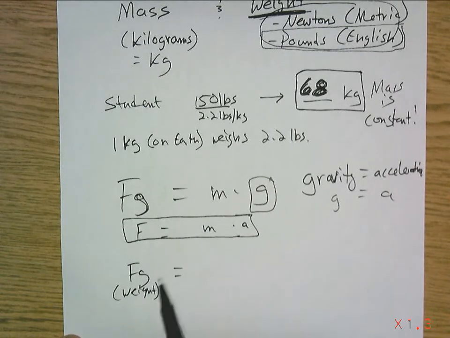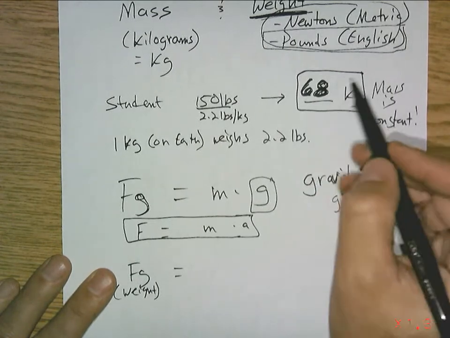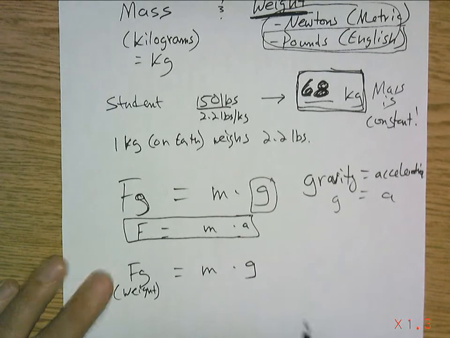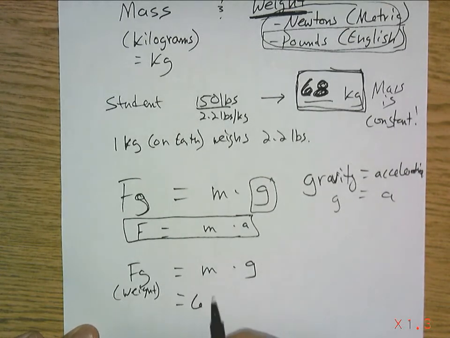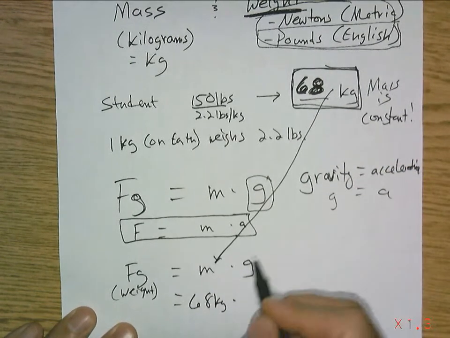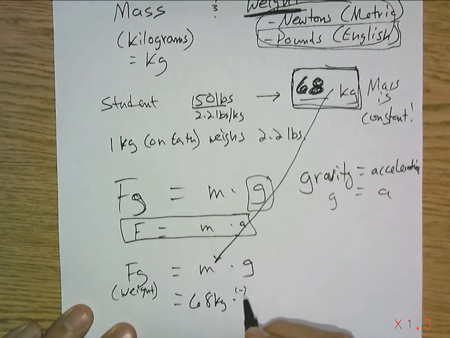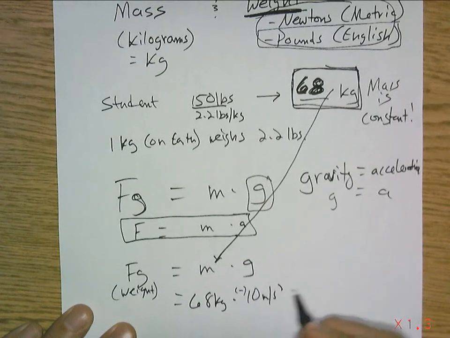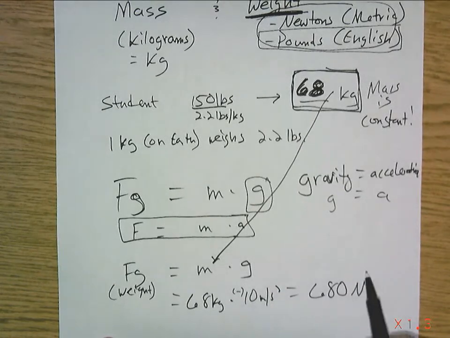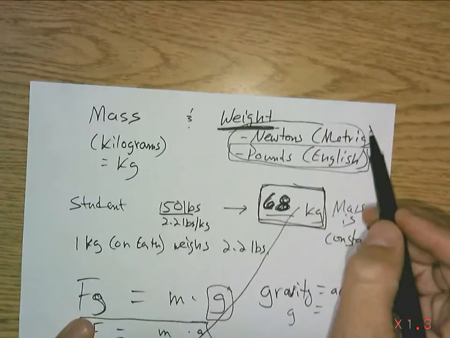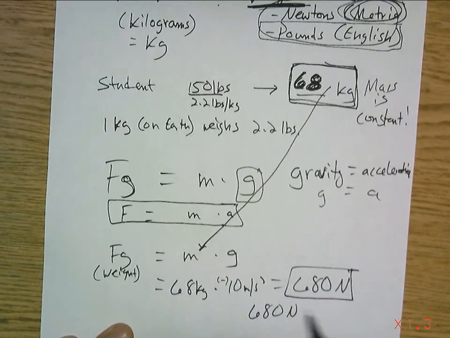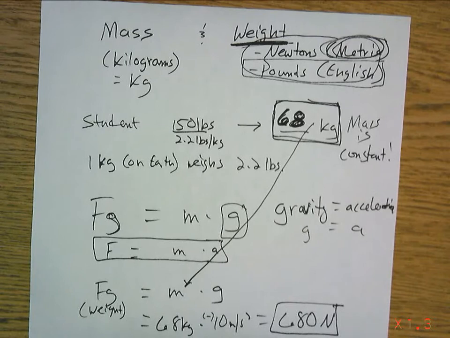So let's plug this in at a couple of locations. Let's find this individual's weight in newtons on Earth. I know the mass is 68 kilograms, so I'm plugging in mass times g on Earth, which we can approximate as 10 meters per second squared, and you get 680 newtons. This student's weight is 680 newtons. Now that is in the metric system. That 680 newtons equals 150 pounds.